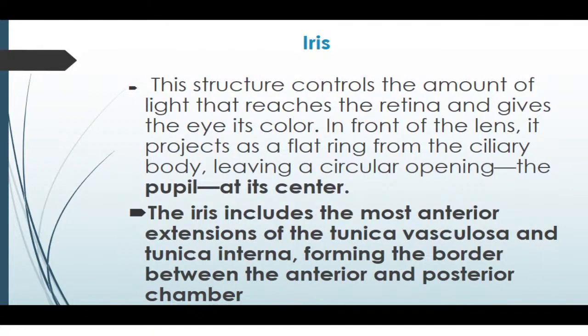Now we will talk a little later. And this structure controls the amount of light that reaches the retina and gives the eye its color: the iris. In front of the lens it projects as a flat ring from the ciliary body, leaving the circular opening, the pupil, at its center. The iris includes the most anterior extension of the tunica vasculosa and tunica interna, forming the border between the anterior and posterior chamber. Especially the iris gives the color of the eye.